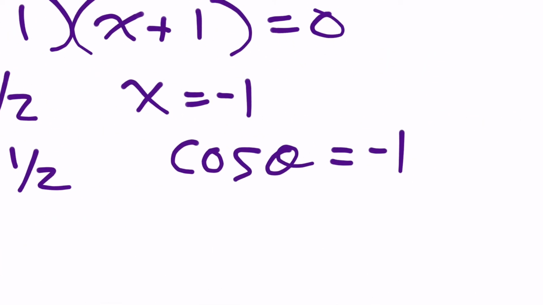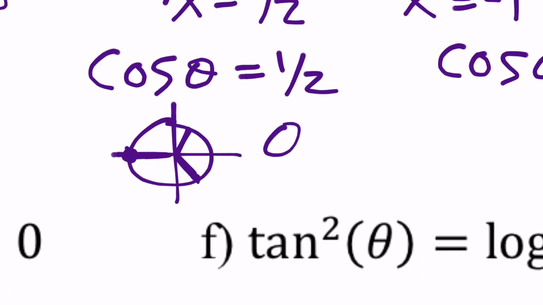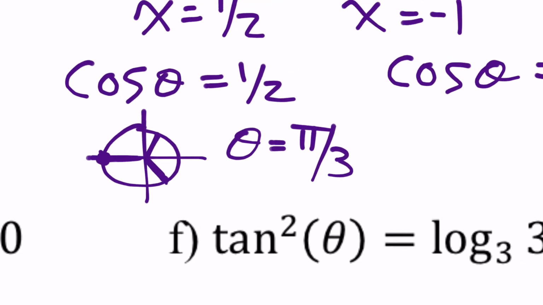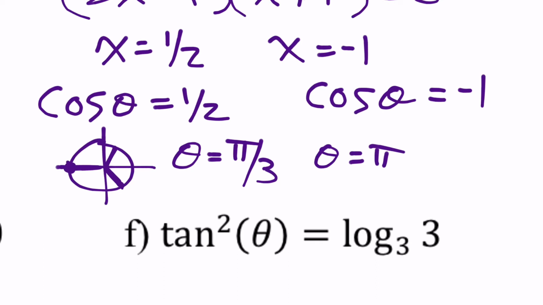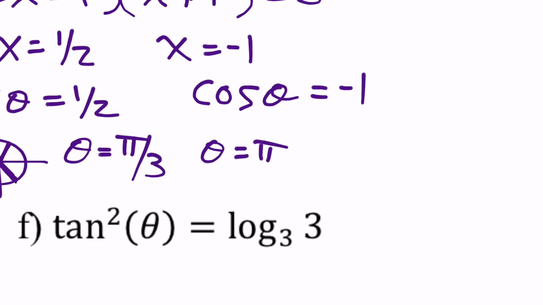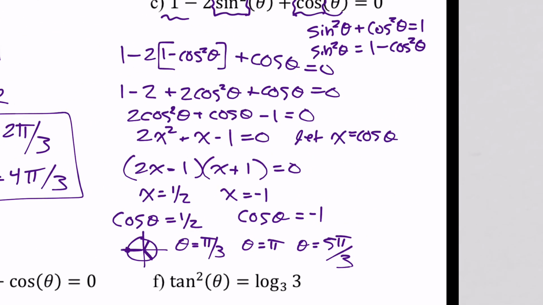Where's cosine of theta equal to negative 1? Well, again, cosine is x, so negative 1 would be all the way out over there, straight out to the left. So our solutions will be theta equals pi over 3. Theta equals pi from the negative 1. And finally, theta equals 5 pi over 3. And those should be the 3 solutions to this crazy complex problem.